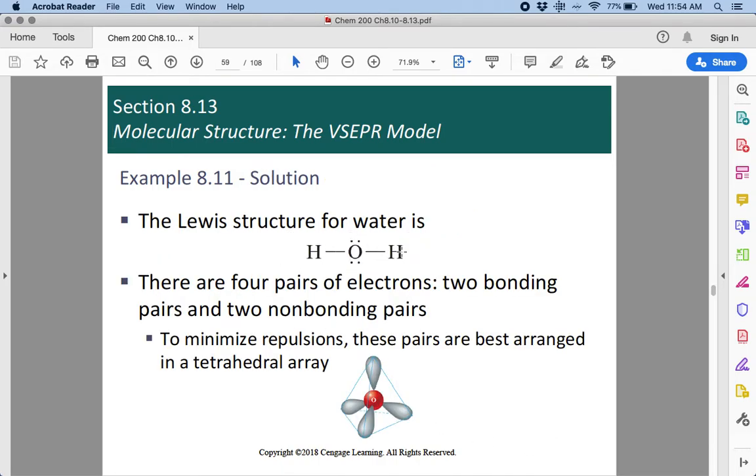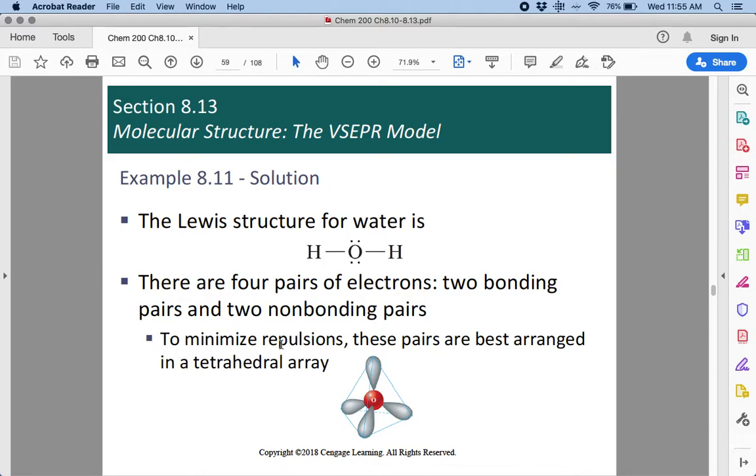We're first going to draw the correct Lewis structure of a water molecule. We know that the oxygen has two bonds and two lone pairs. Each hydrogen is satisfied with only two electrons. The central atom has 2, 4, 6, 8 electrons, so he's happy. This is a correct Lewis structure for our water molecule. Then we need to go through and identify how many different electron pairs are there. Well, I look and I count, there's a pair of electrons in this bond, so that's one. There's a pair of electrons in this bond, that's two. And there's a lone pair up here, that would be three. And there's a lone pair down here. So there are four pairs of electrons in this. Two of them come from bonding, and two of them come from non-bonding, or lone pairs.